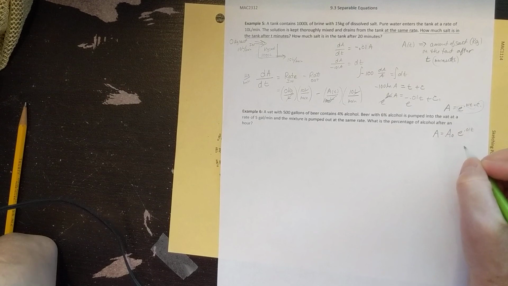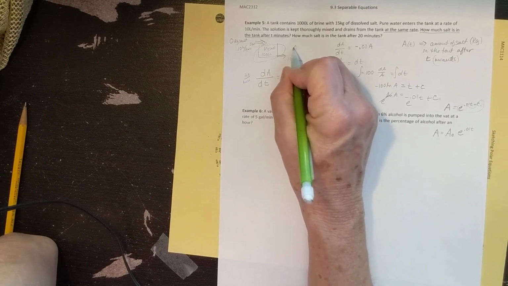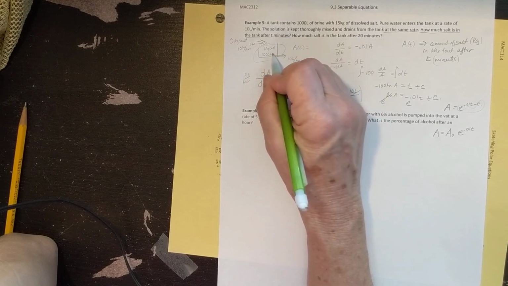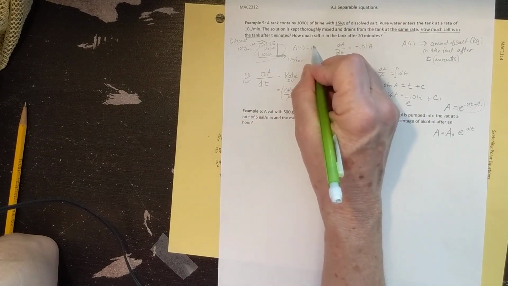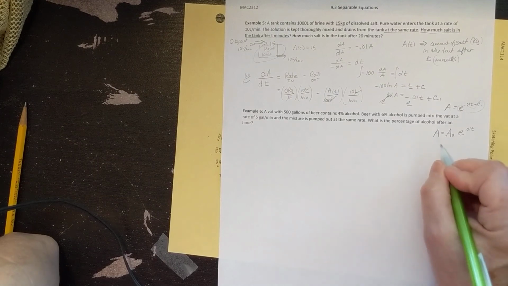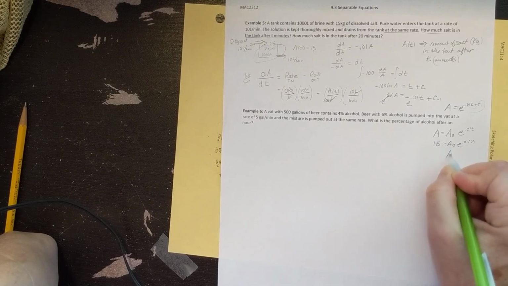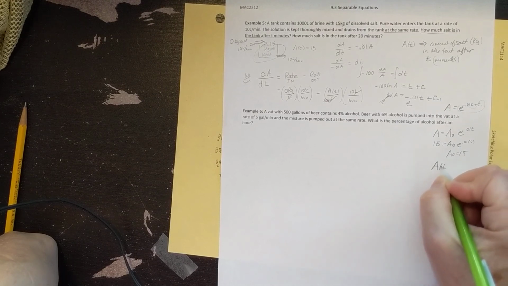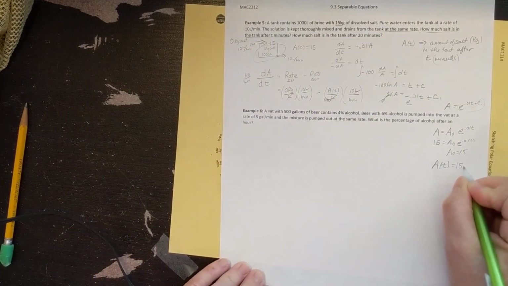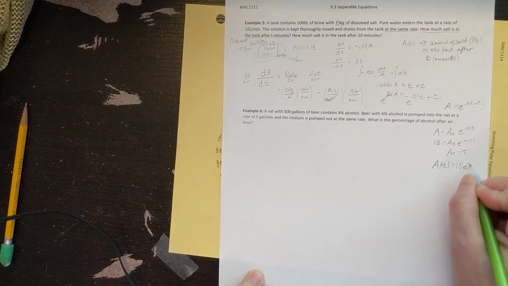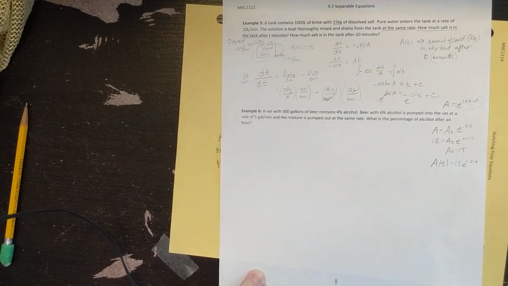Did we have an initial condition? We did. Right here, at the beginning of this process, when time is 0, A of 0, how much salt was in the tank? At the beginning, there were 15 kilograms of salt when time is 0. So we can use that and substitute that. We say 15 is equal to A sub 0 e to the negative 0.01 times 0, and get that A sub 0 is 15. So our equation with this initial condition that describes the amount of salt in the tank at any time t will be 15 e to the negative 0.01 t. That is our answer right there.